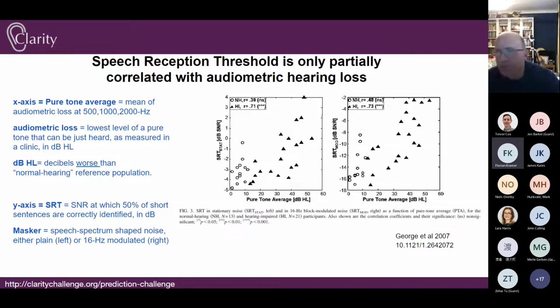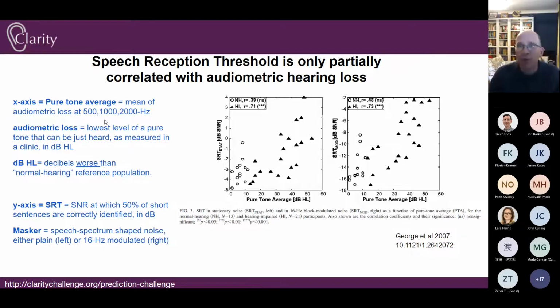This slide, from 15 years or so ago now, is a good, clear example of what the underlying problem in speech intelligibility is. If you look at the left-hand panel, it's a plot of people's ability to understand speech in noise, a speech reception test, plotted as a function of their pure tone average. The pure tone average is the mean of their audiometric loss at 500, 1,000 and 2,000 Hz. You'd have got all of that data in the Clarity downloads. It's a good average measure of what on the whole somebody's hearing loss is like.